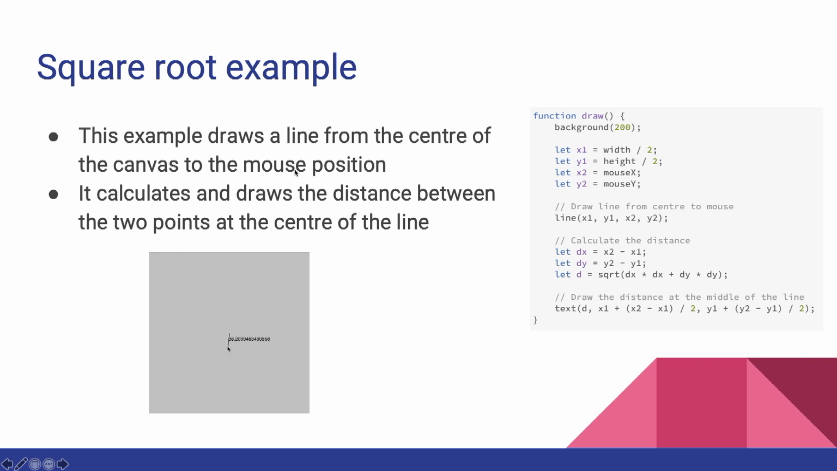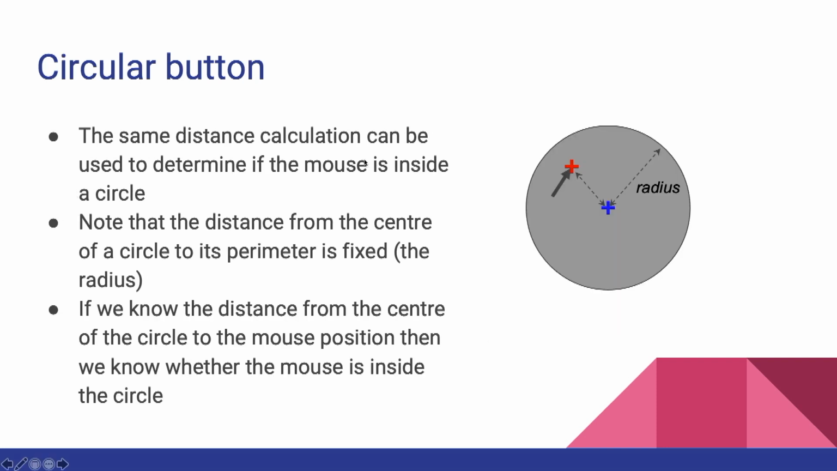This example draws a line from the center of the canvas to the mouse position, and we are going to position the length of that distance along the center of the line. In order to be able to place it along that center, you need to be able to work out how long that line is. And so here is that part of the computation, using Pythagoras' theorem to work out the distance between the two points.